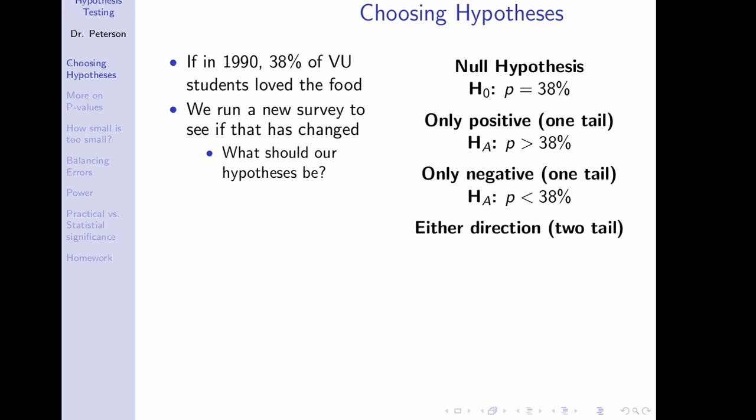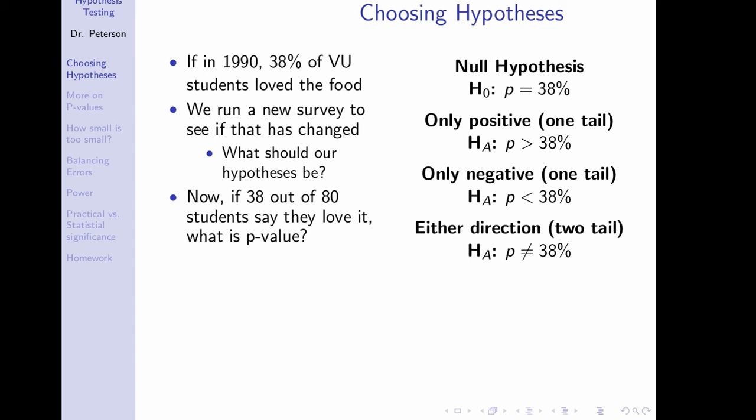Now, in most situations, we're actually going to be asking about either direction, or a two-tail hypothesis. This means that all we're asking is p not equal to 38%. So we want to know if it's changed, but we don't know which direction to expect that change to have gone. So let's imagine that in our new survey, 38 out of 80 students say they love the food.